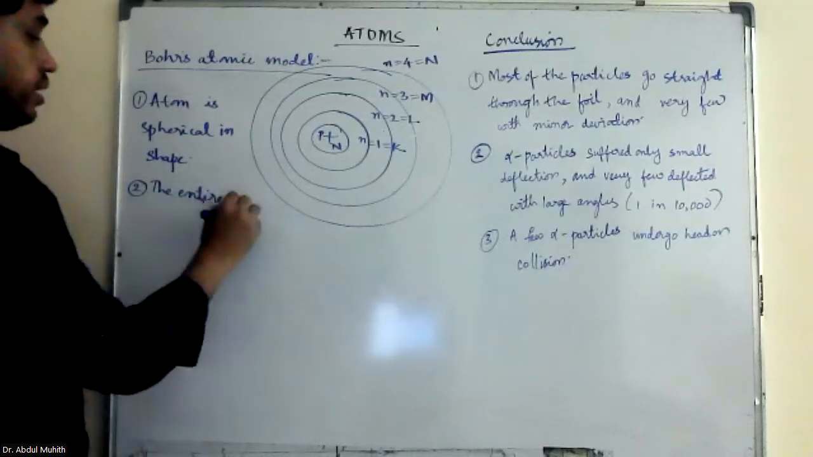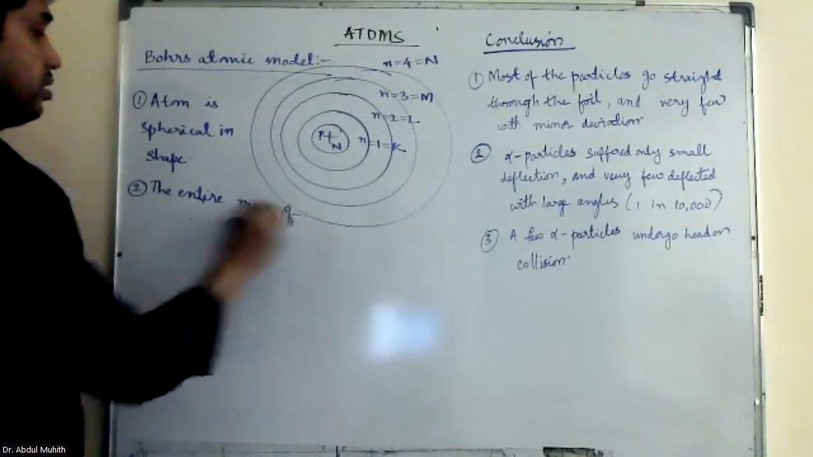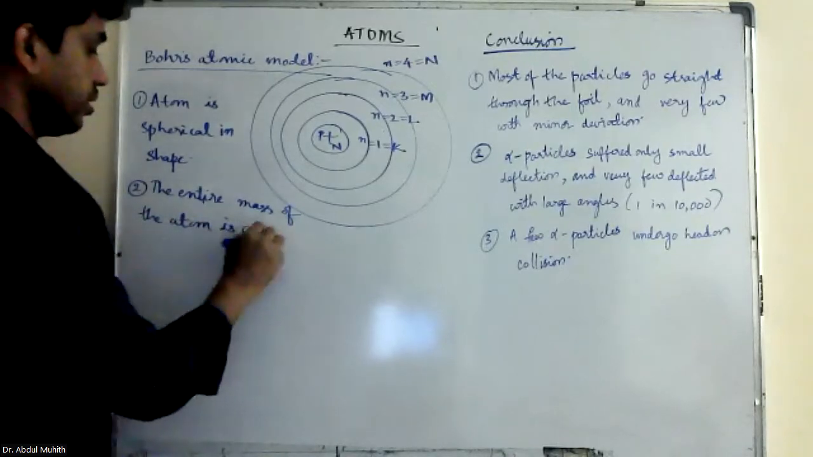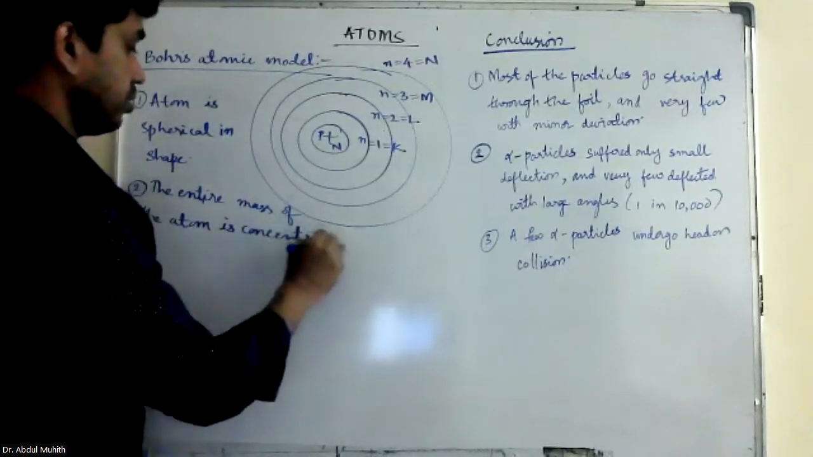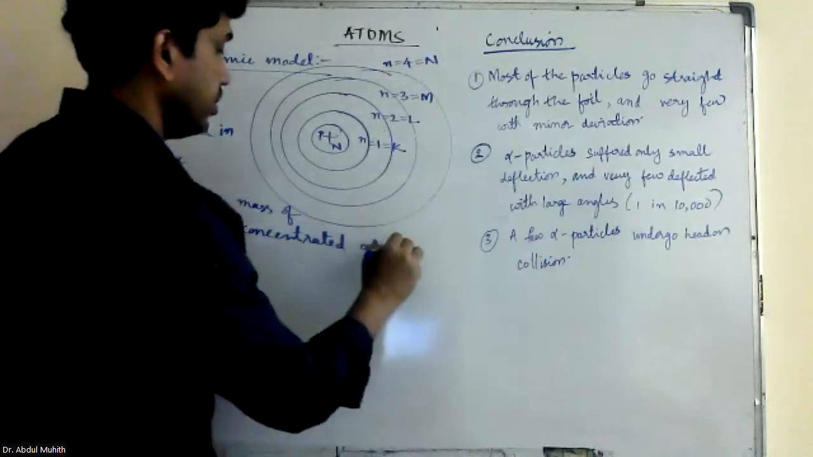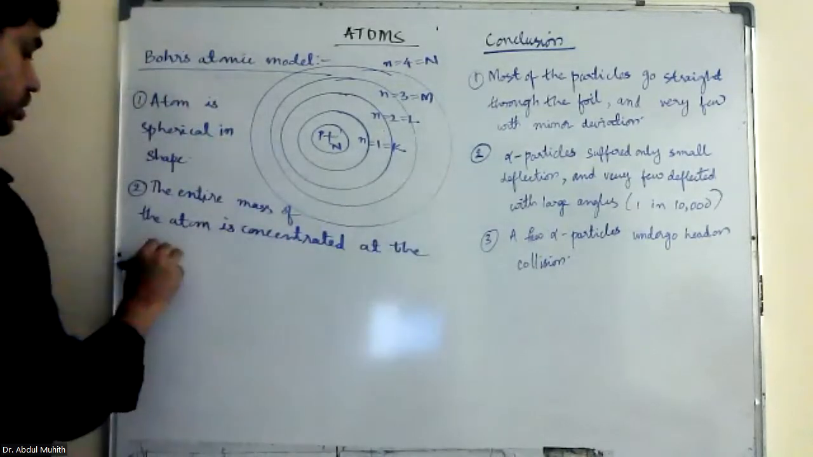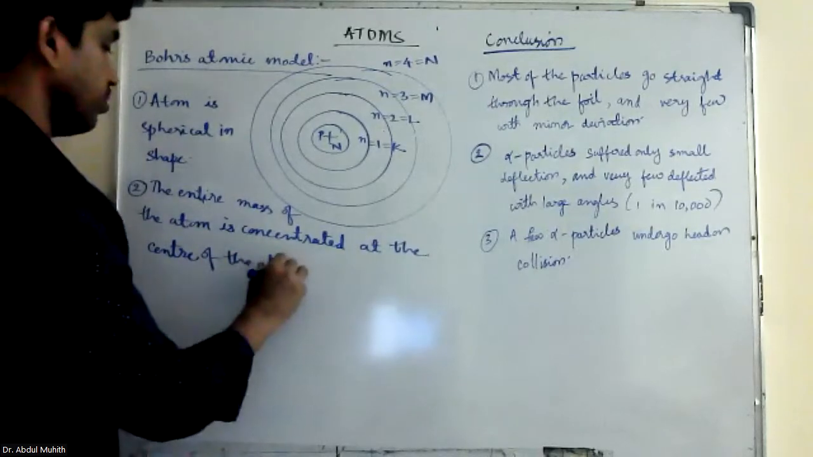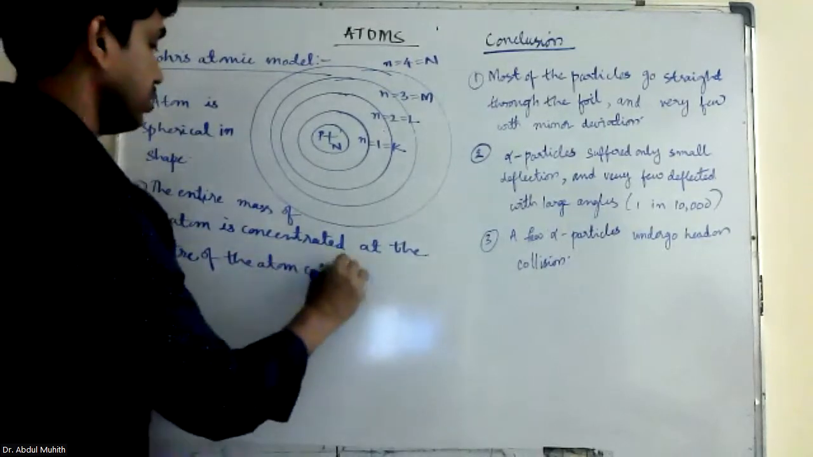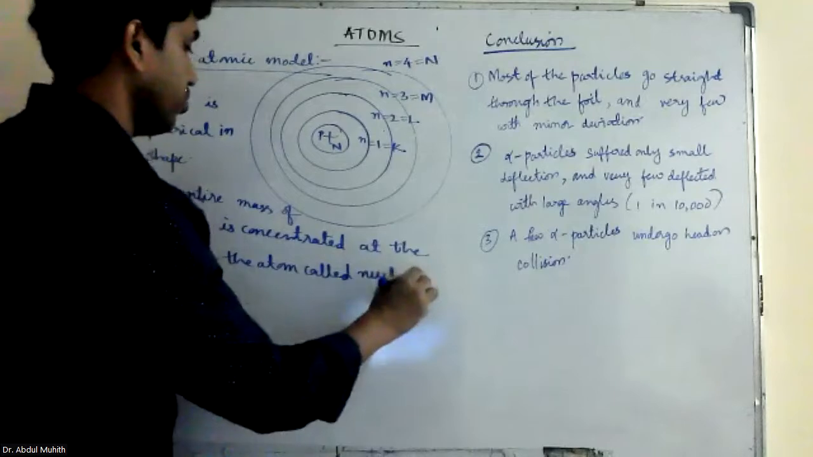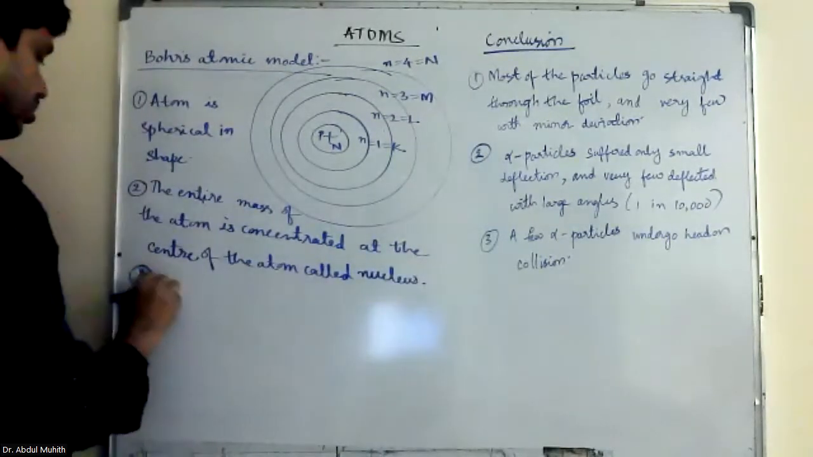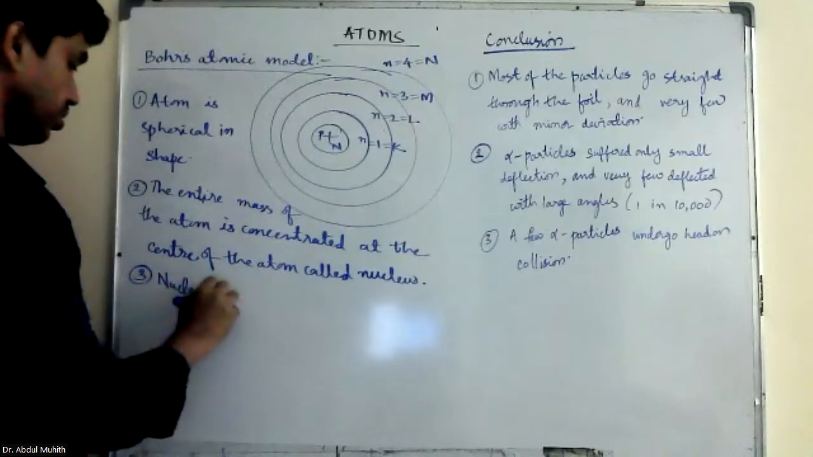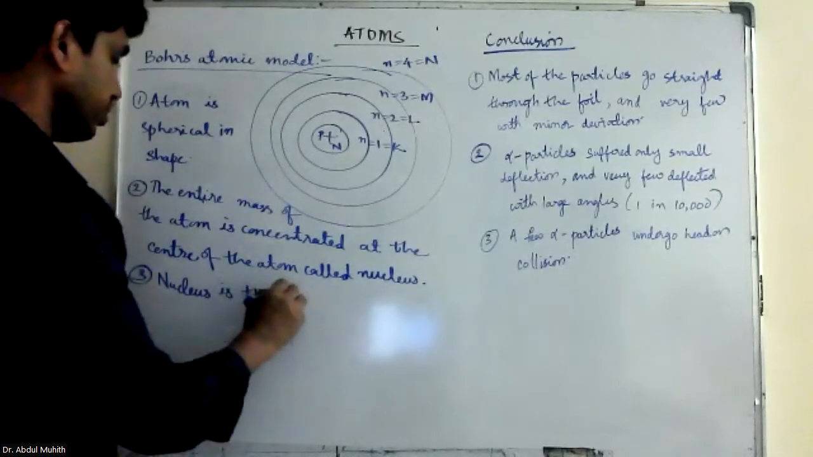So the entire mass of the atom is concentrated at the center of the atom. The center of the atom is called the nucleus. The nucleus is positive in charge.